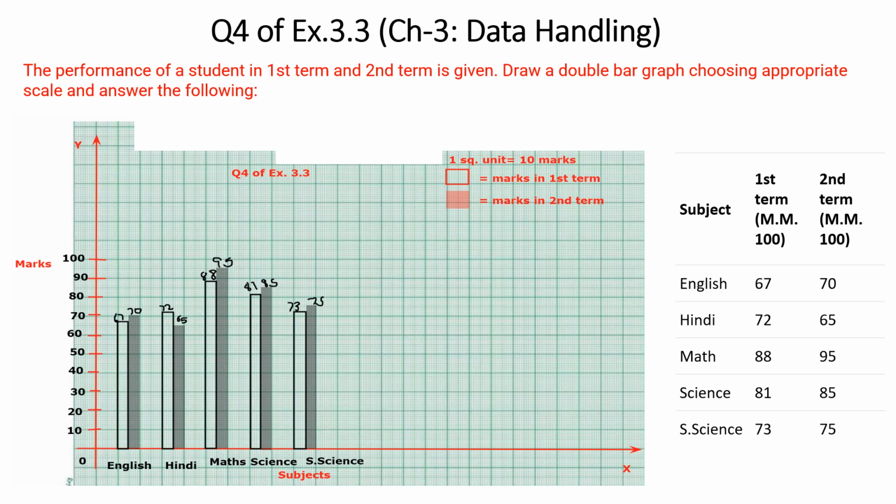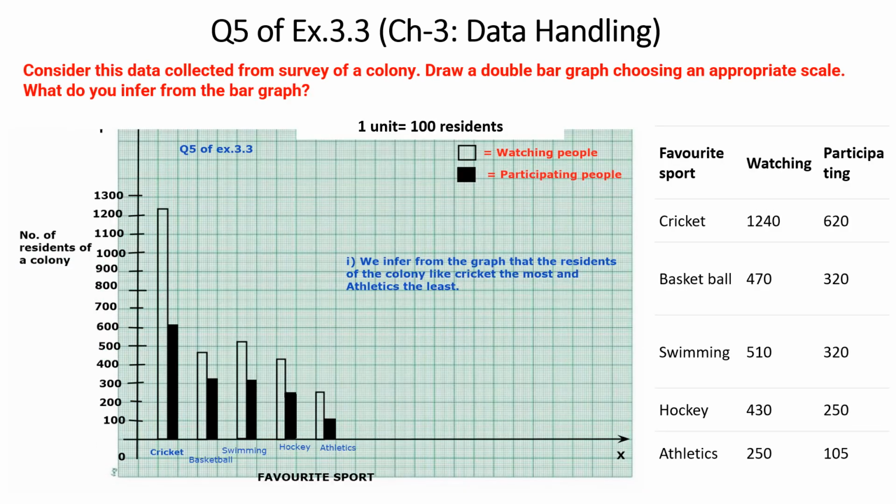ओके, सो नेक्स्ट क्वेश्चन. Consider this data collected from survey of a colony and draw a double bar graph choosing an appropriate scale. What do you infer from the bar graph? चाहे लिखा हो चाहे ना लिखा हो, scale आपको लिखना ही लिखना है. These things are by default. Mark the x's, define the x's, write the scale and then plot.